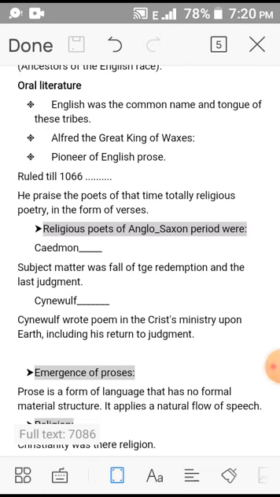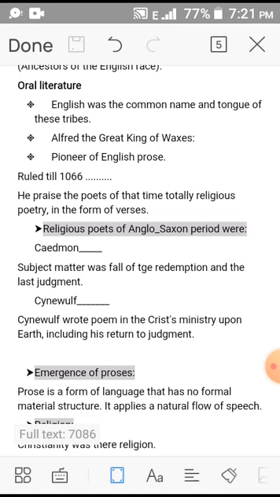Coming up to our next subtopic, which is the religious poets of the Anglo-Saxon period. After the Anglo-Saxons embraced Christianity, the poets took up religious themes as the subject matter of their poetry. The two important poets of this period were Caedmon and Cynewulf. Caedmon sang in series the whole story of the faith of man from the creation and the fall to the redemption and the last judgment, and within this large framework the scripture history.